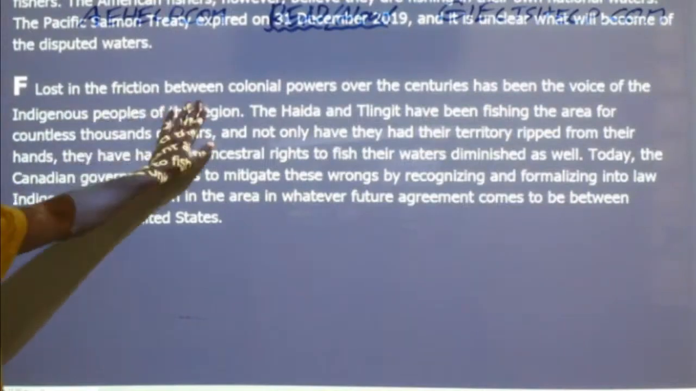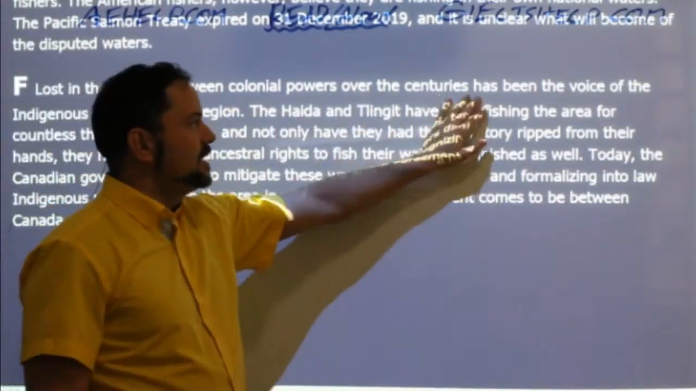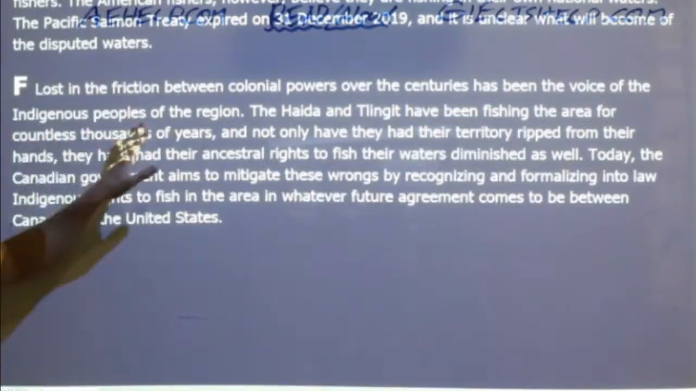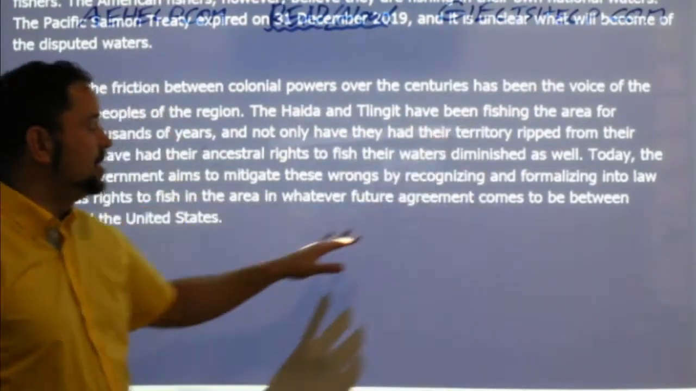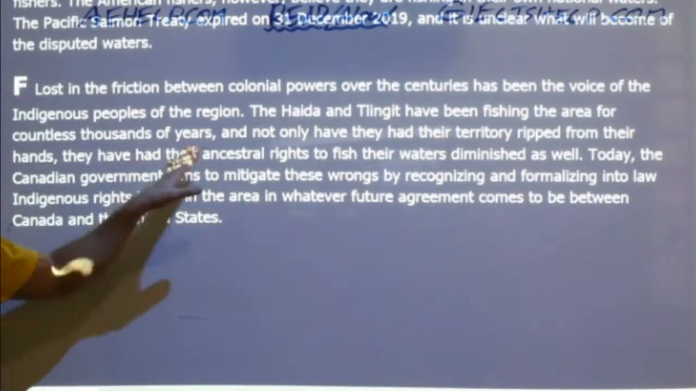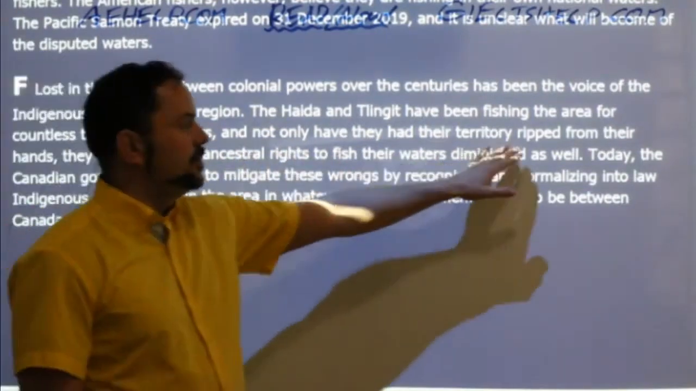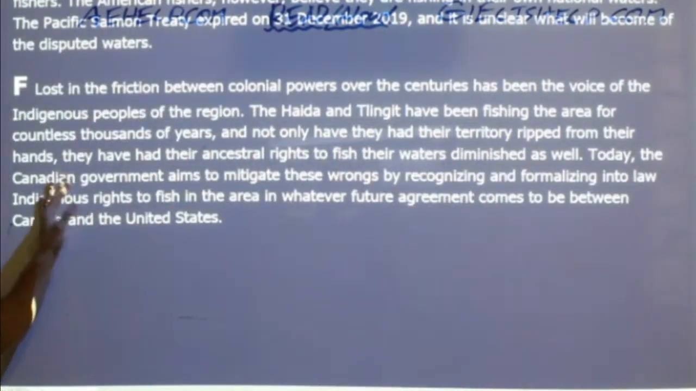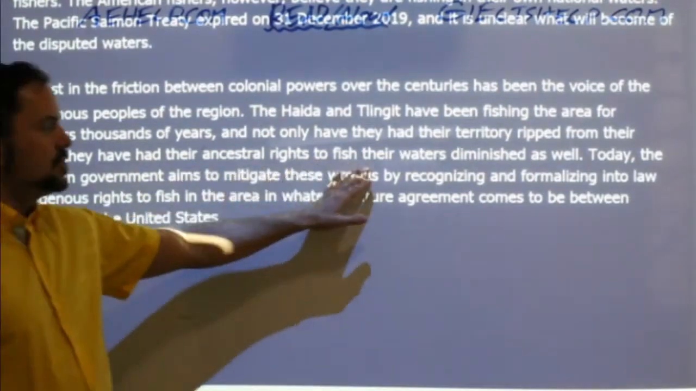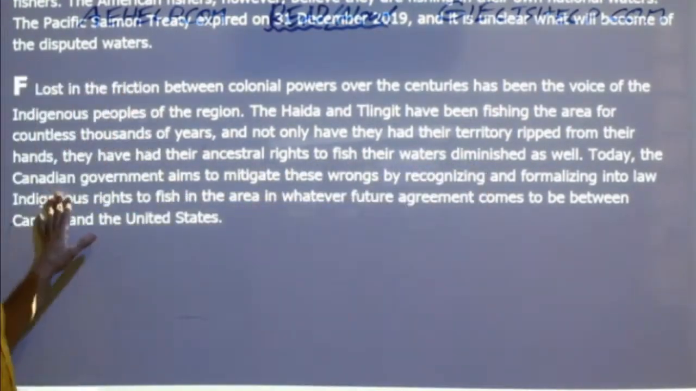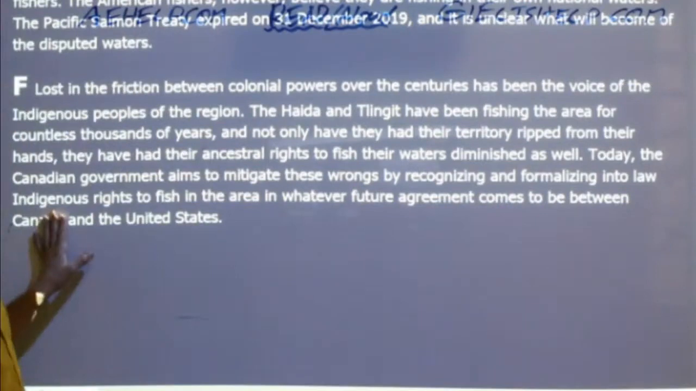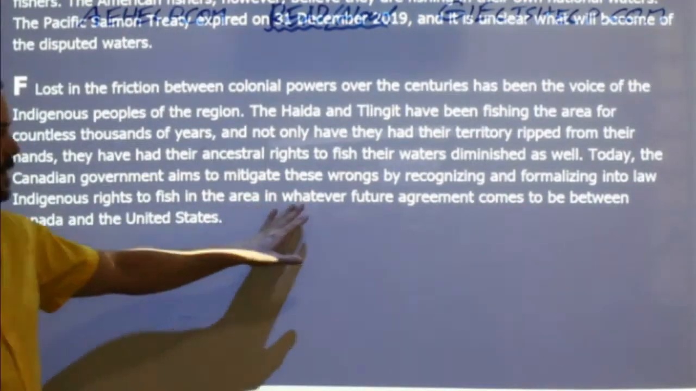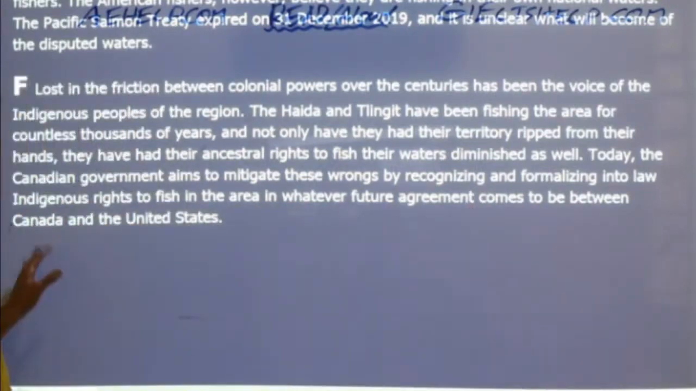Lost in the friction between colonial powers over the centuries has been the voice of the indigenous peoples of the region. The Haida and the Tlingit have been fishing the area for countless thousands of years. And not only have they had their territory ripped from their hands, they have had their ancestral rights to fish their waters diminished as well. Today, the Canadian government aims to mitigate these wrongs by recognizing and formalizing into law Indigenous rights to fish in the area in whatever future agreement comes to be between Canada and the United States.